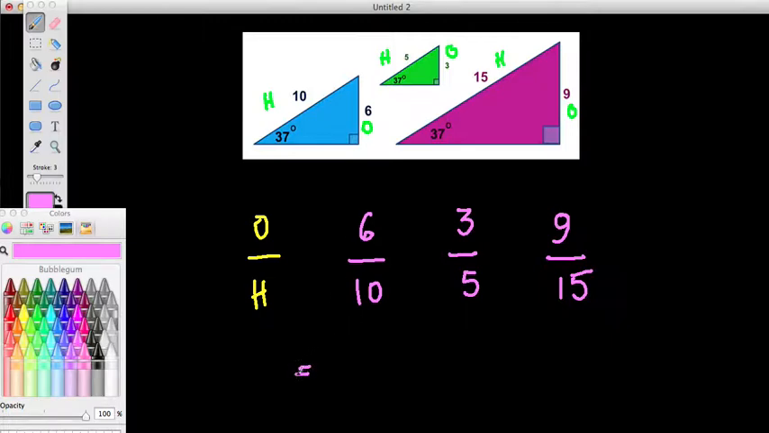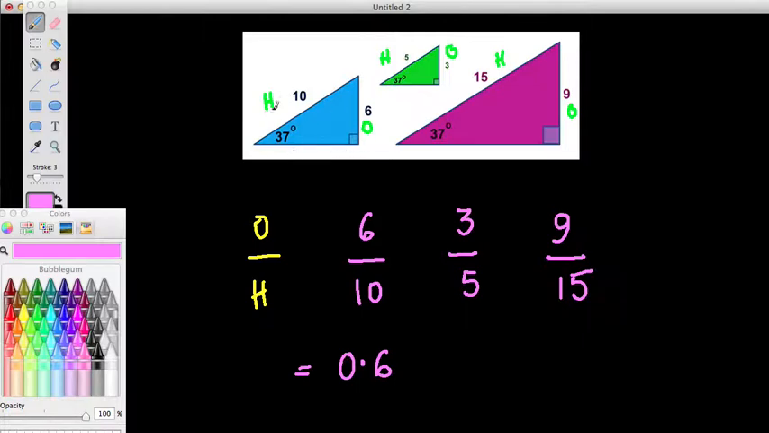6 over 10, 0.6. And if you look at 3 over 5 as well, you'd know that's 0.6. And also 9 over 15 as well, again, 0.6. So actually, if we look at this, same angle each time, the ratio of opposite side to hypotenuse side is the same. This is going to help us solve these unknown lengths in the right angle triangles.